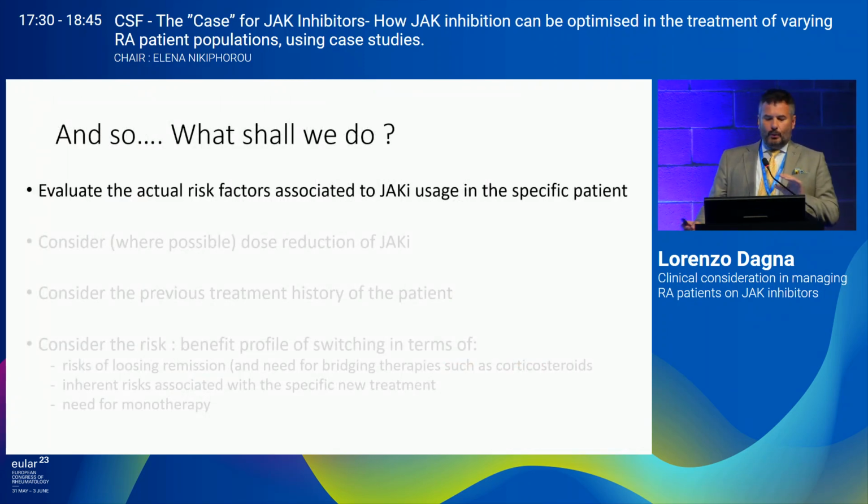And so, what should we actually do? First of all, I think we have to evaluate the actual risk factors associated with JAK usage in the single patient. And this is a two-way thing we have to do. We have to keep in mind that our patients with rheumatoid arthritis are patients that are inherently at risk for cardiovascular disorder. And so we should be treating them and correcting the risk factors in these patients if we want to improve their survival and improve their status.